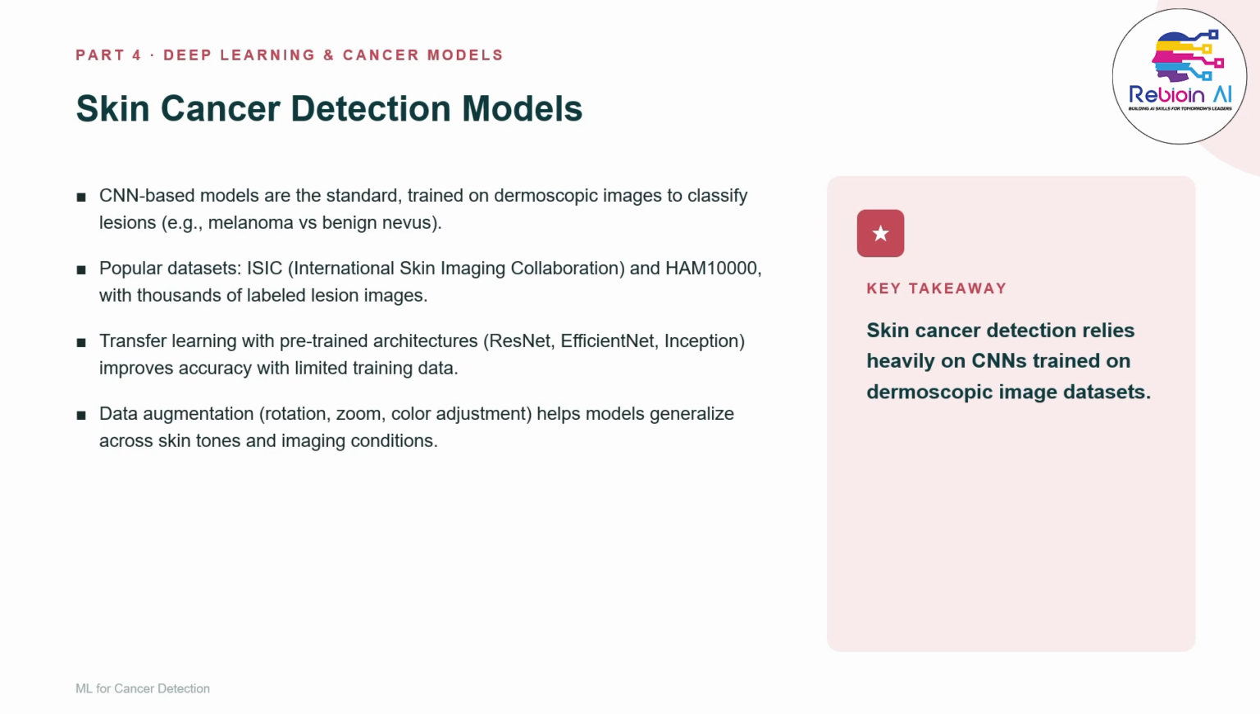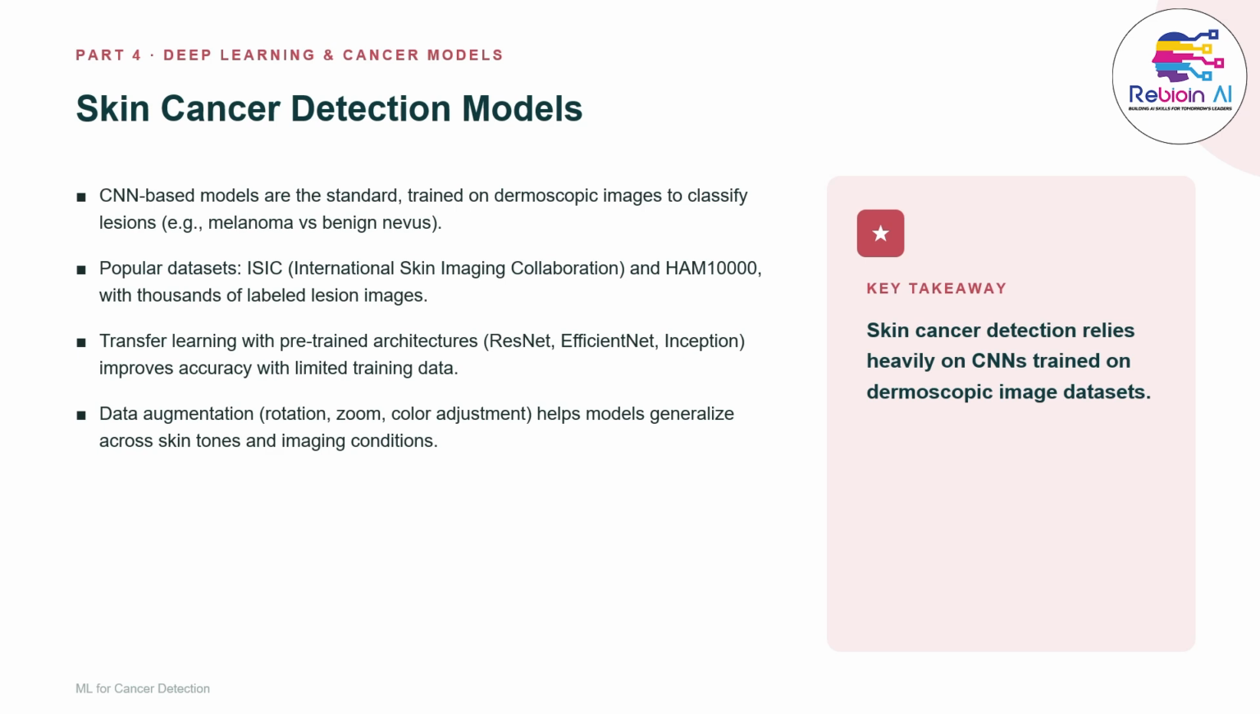Skin cancer detection is almost exclusively CNN based since diagnosis is fundamentally visual. Models train on large collections of dermoscopic images to classify a lesion as, say, melanoma versus a benign mole. The two data sets you will see constantly here are ISIC and HAM 10,000, which contains around 10,000 labeled dermoscopic images.